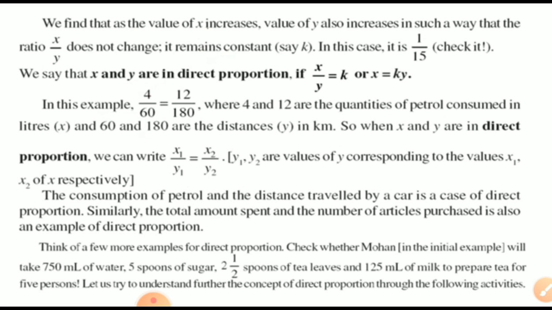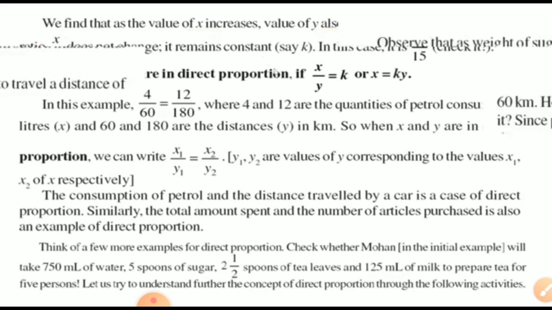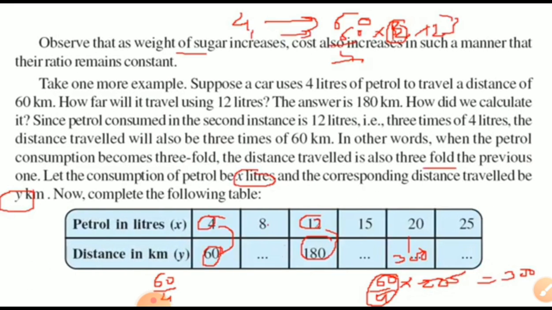Okay, so as we can say x and y are in direct proportion, we can write x upon y is equal to k, or you can say x is equal to ky. Isn't it? That formula is with you. See here, x upon y, isn't it? 60 upon 4 is equal to k. Same way, 180 divided by 12.